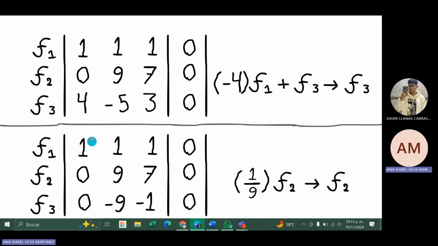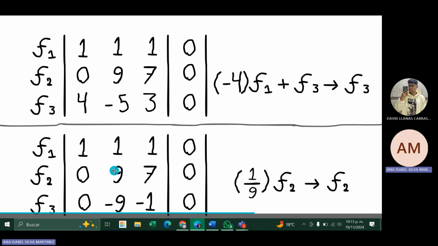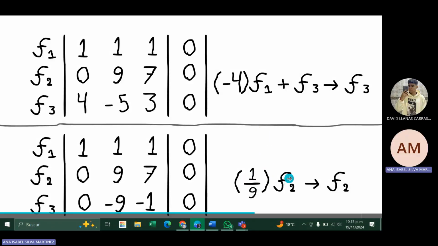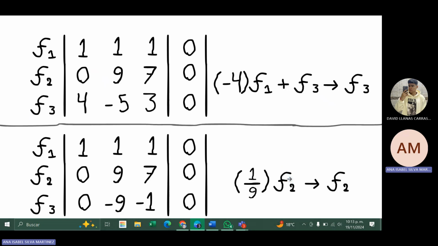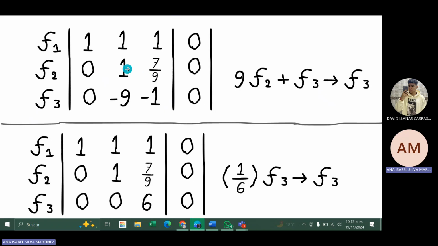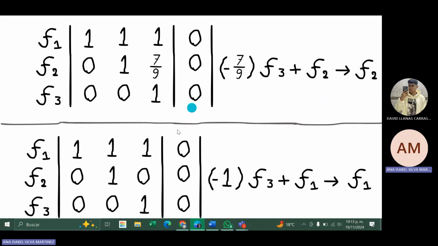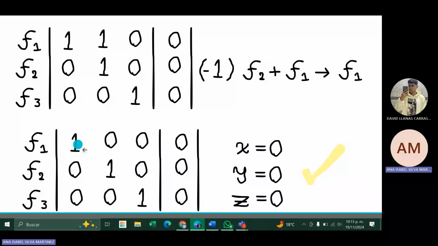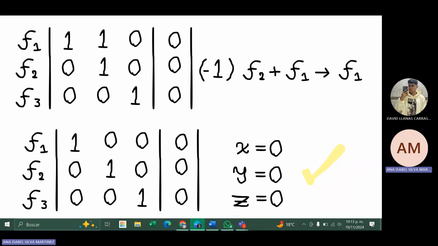Well, to get the 1 that we are looking for, it's necessary to multiply row 2 by 1 over 9, and the result will be put in row 2. The result is going to be 1. Well, it's the same procedure. With the same procedure, in the end, the result is the diagonal that we have mentioned, and the rest of the numbers are equal to 0.